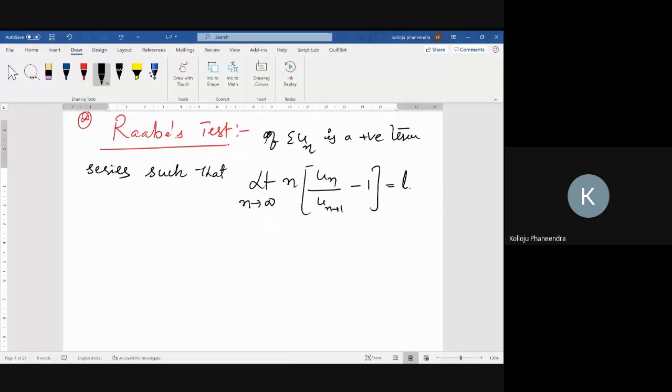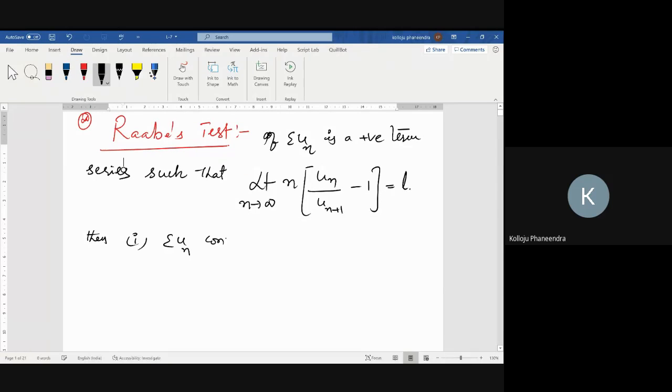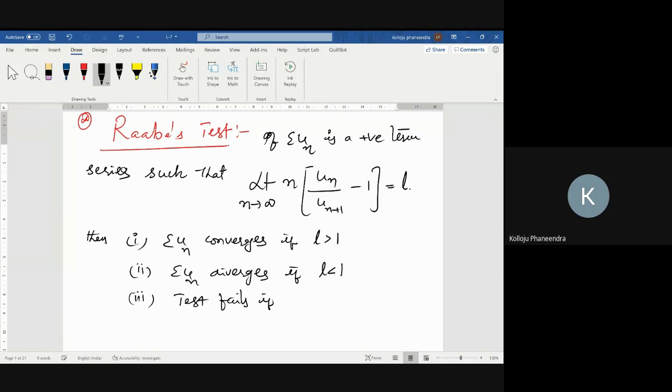Then sigma un converges if L value is greater than 1, and sigma un diverges if L value is less than 1. And the third condition, Raabe's test fails if L equal to 1.